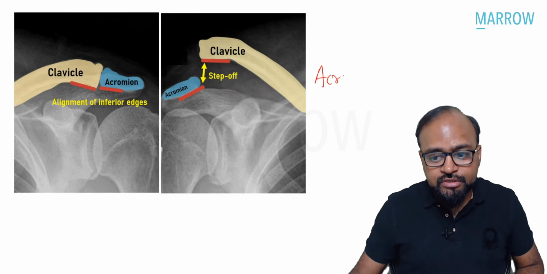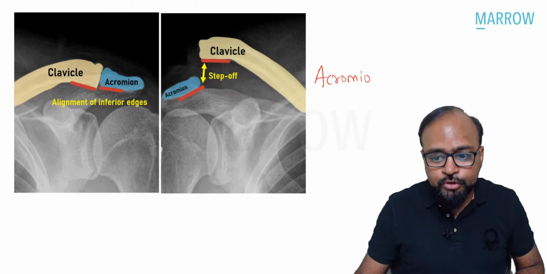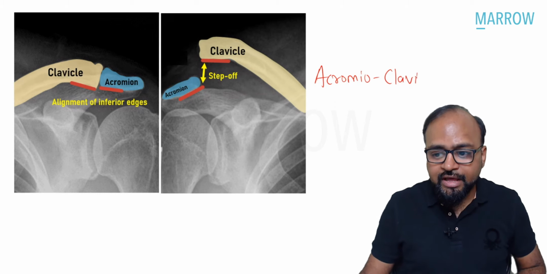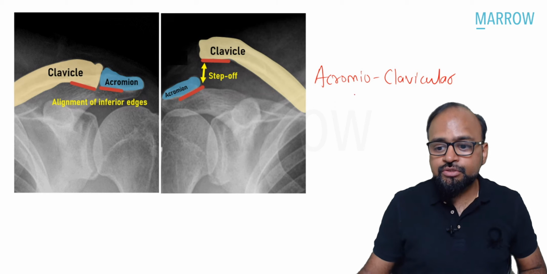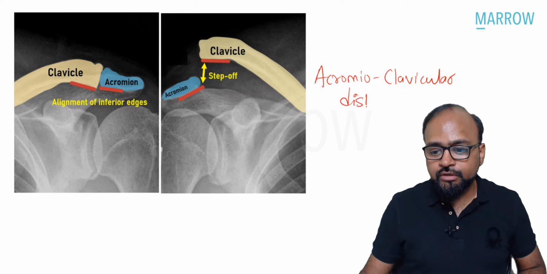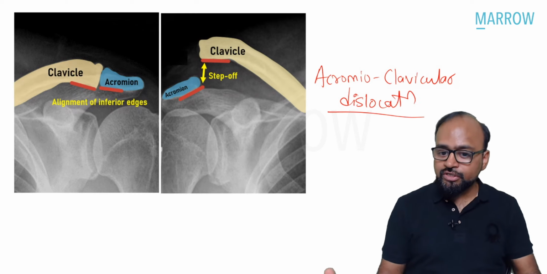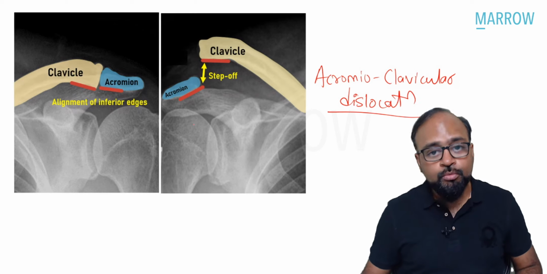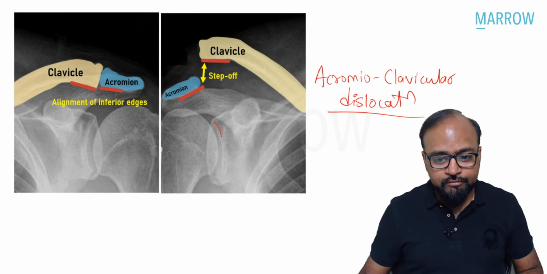The diagnosis here is acromioclavicular dislocation. Acromioclavicular dislocation following trauma. There is an acromioclavicular dislocation. See, the glenohumeral joint is normal. Why? Where is the glenoid?